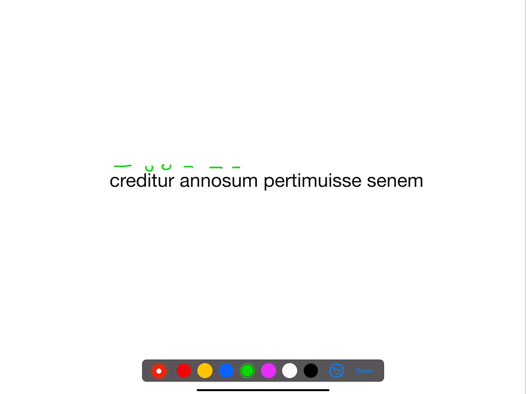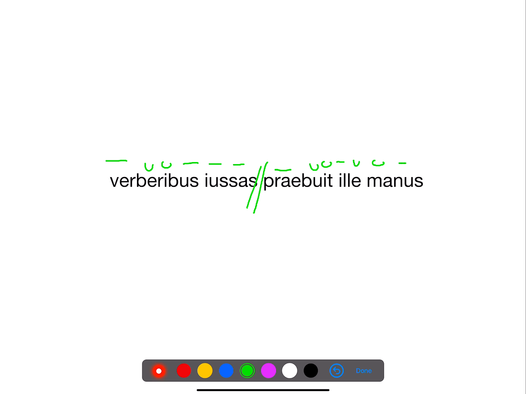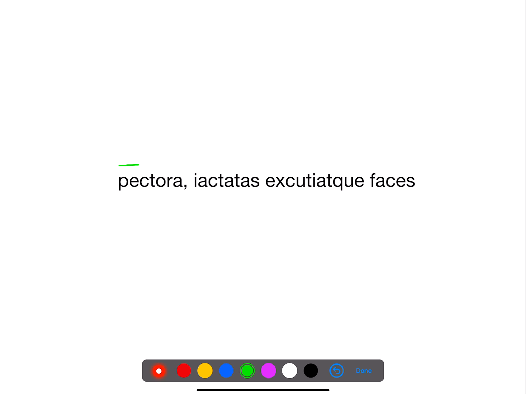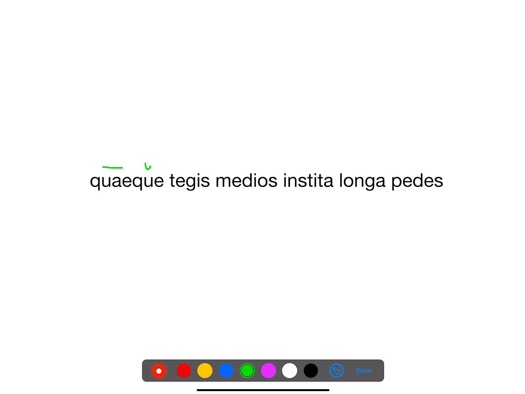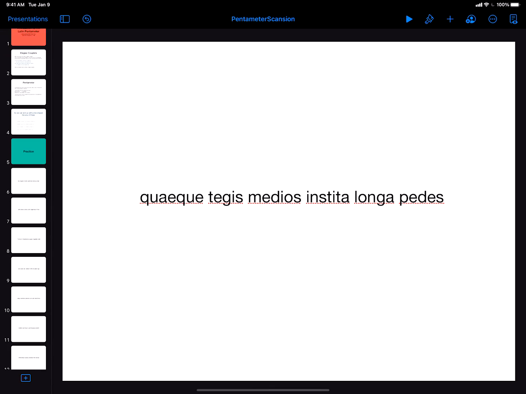Creditur annosum pertimuisse senem. Verberibus iussas praebuit ille manus. Pectora iactatas excutiat que faces. Quae tibi tegit medios instita longa pedes.